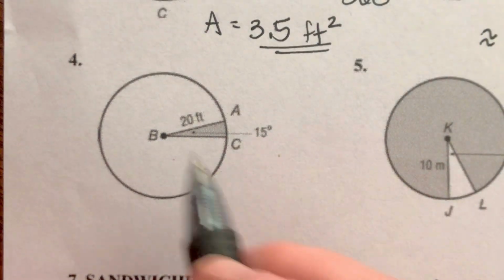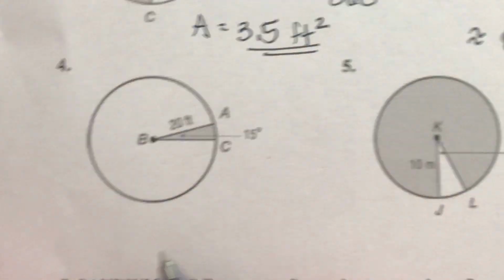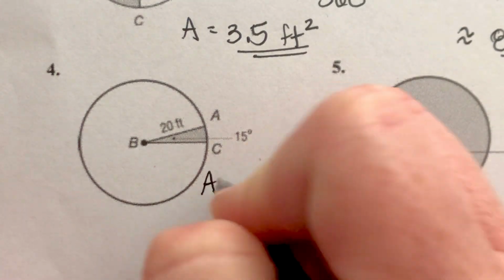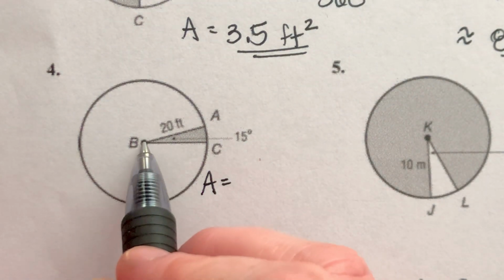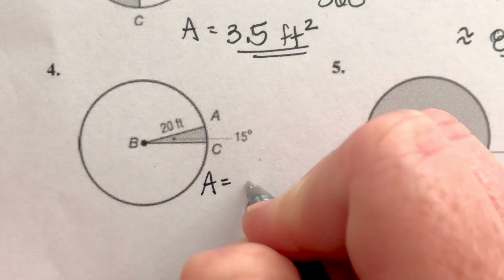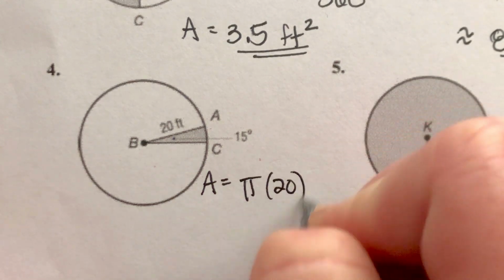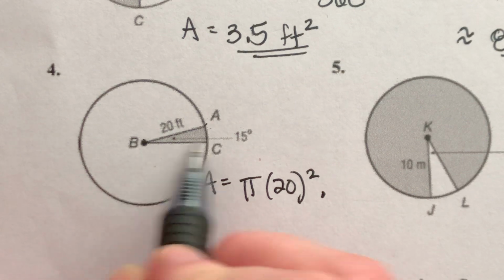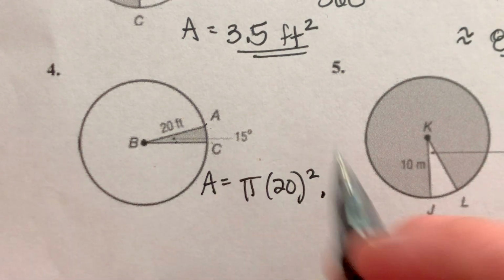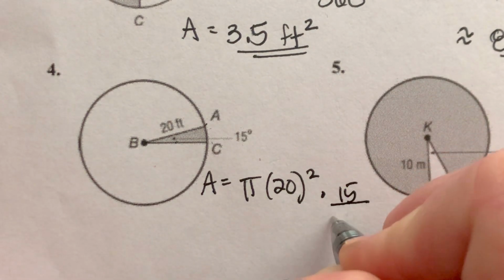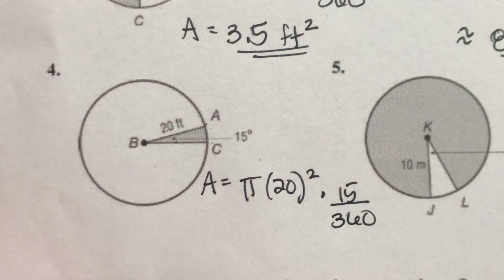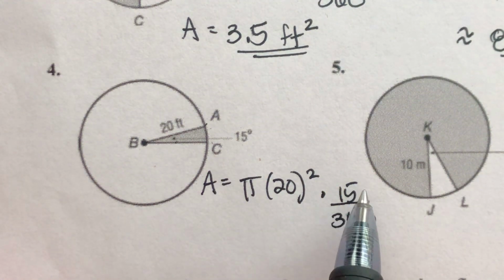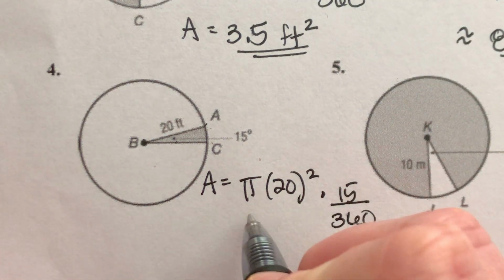Okay, next one. Now this is a little teeny tiny sliver, so it's not going to be very big. Area of the whole circle equals pi times the radius, 20, squared. And then we're going to multiply that by just our little portion. So this little slice is 15 degrees out of an entire circle, which is 360. So we're going to multiply all the top and then divide by the bottom.